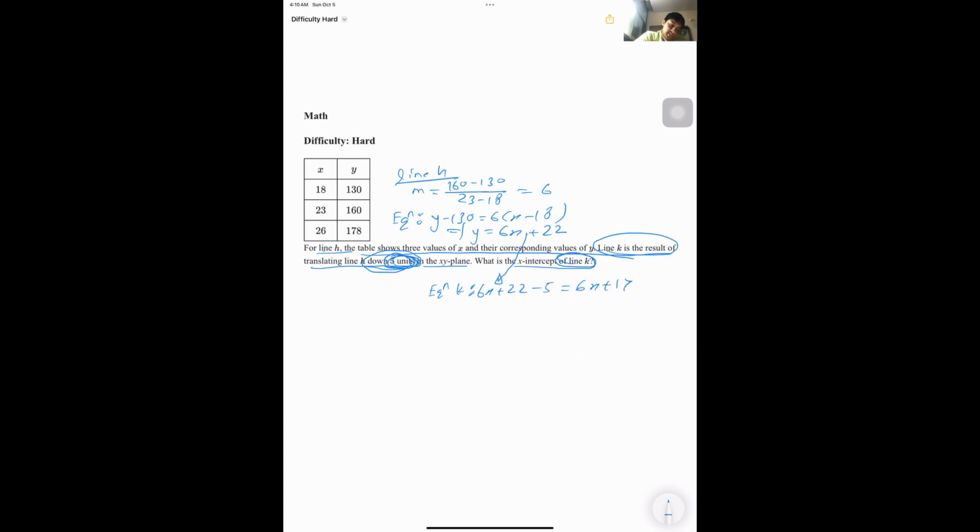Now what is the x-intercept? The x-intercept is when y equals 0. So 0 equals 6x plus 17, or x is equal to minus 17 by 6. So this is the x-intercept.